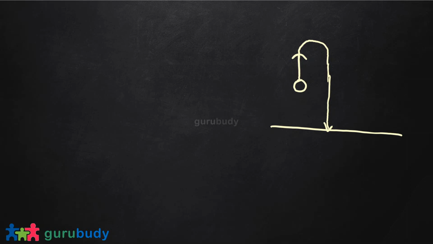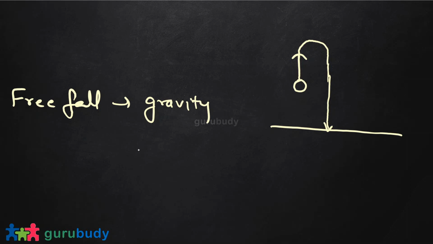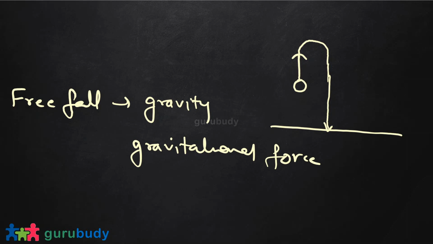Now this is important. If the gravitational force is the only force acting on the stone, then we would say this stone is under free fall. For free fall, the only force acting on the object would be gravity, or gravitational force. And this is important. We don't want any other force on the object for it to be called an object in free fall motion. We need to make sure that gravity is the only force acting on the object.